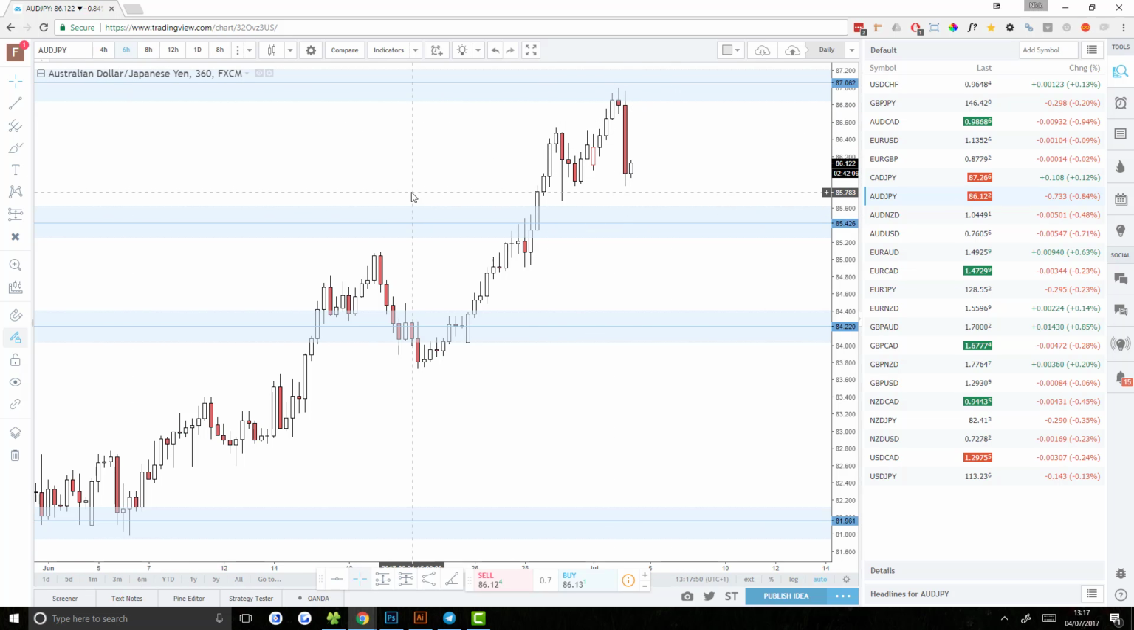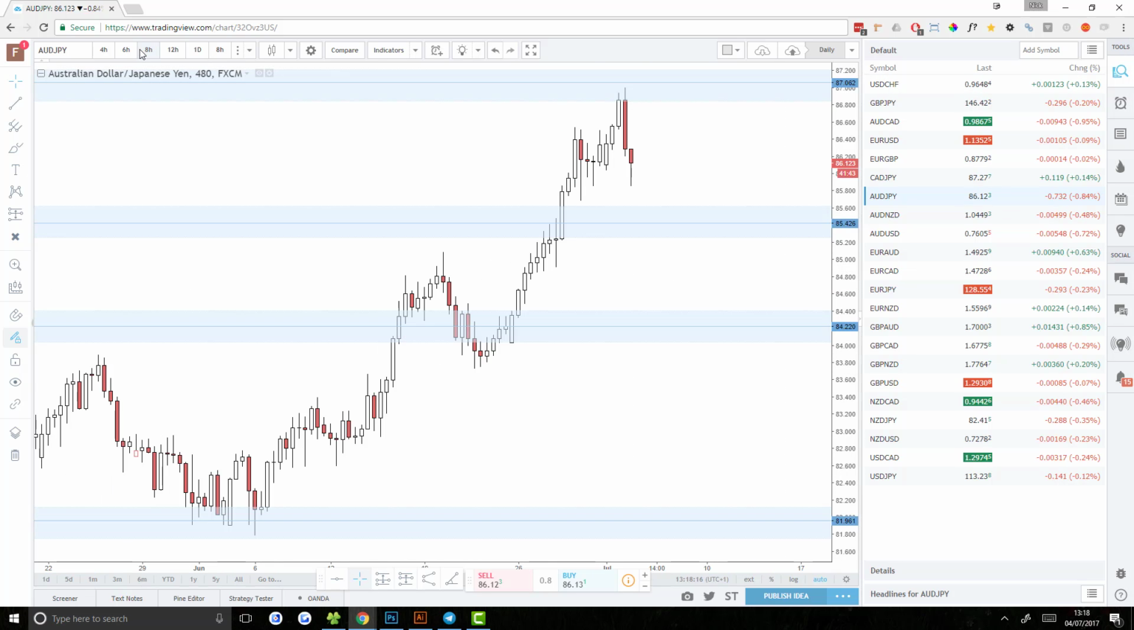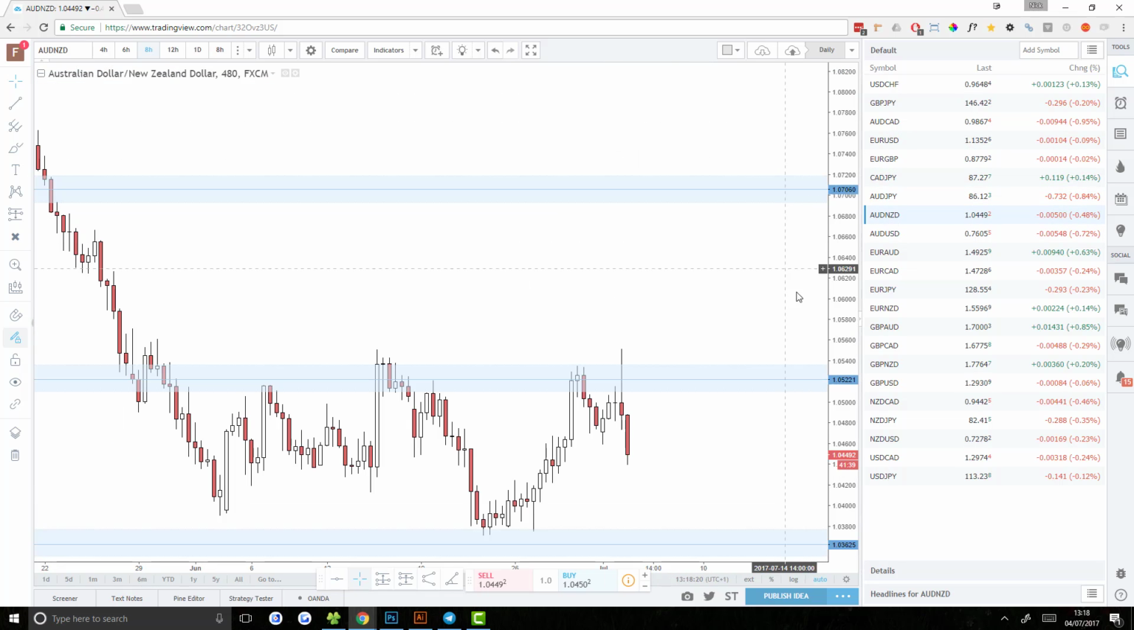Nice little AUD-JPY reversal there, but anyone enter this one? The AUD-JPY short, 6 hour. Anyone? No? All right. So no point discussing it then. AUD-JPY is kind of like sitting in between support resistance areas, so there's nothing much going on now.